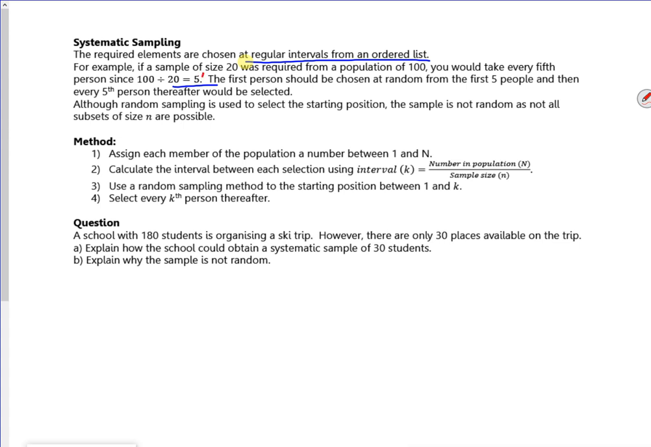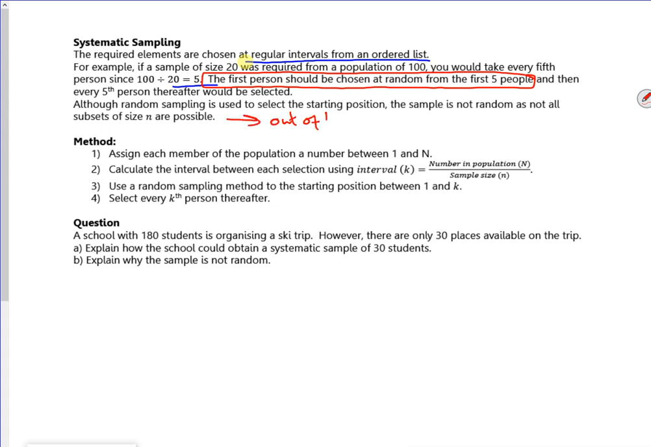But the mark scheme said that you randomly choose someone from the first five. So you have to show that process of randomly choosing from the first bunch of people, and then repeat it. Now this is kind of not random, because if you're choosing every fifth person, the other four people don't have a chance of being chosen. So it says, although random sampling is used to select the starting point, the sample is not random.